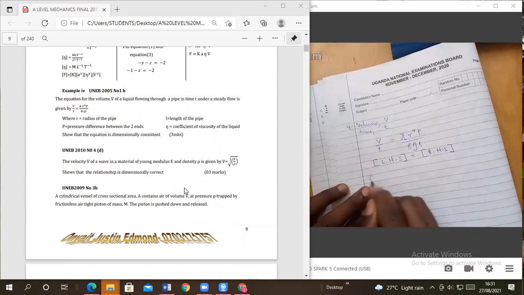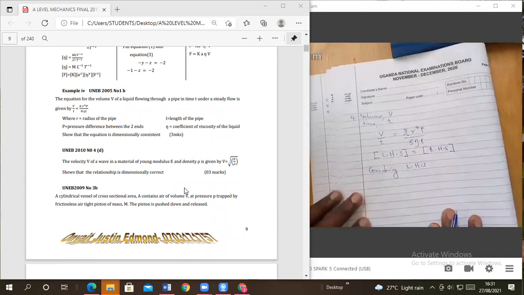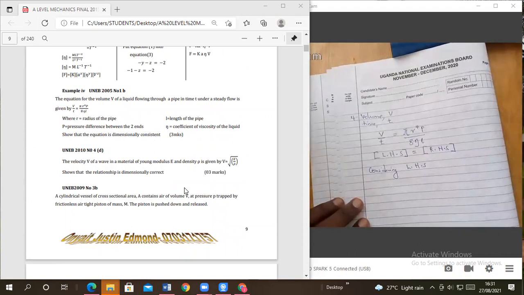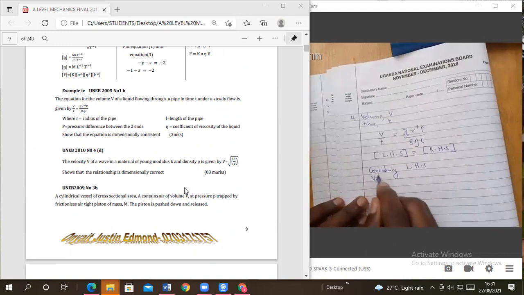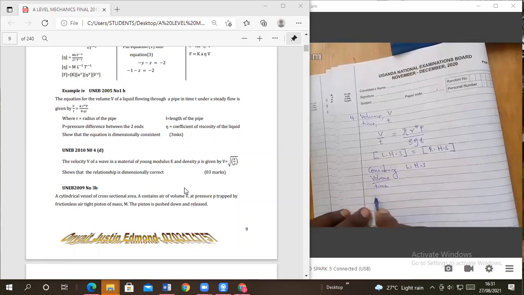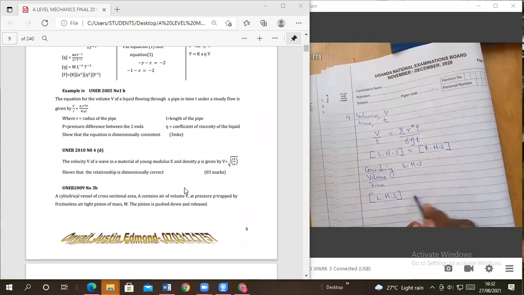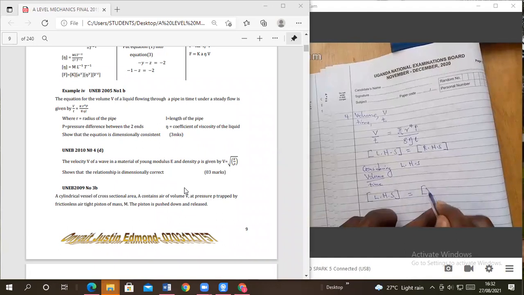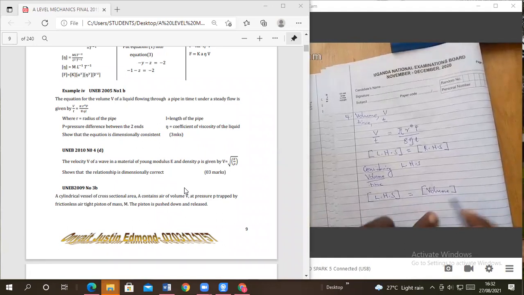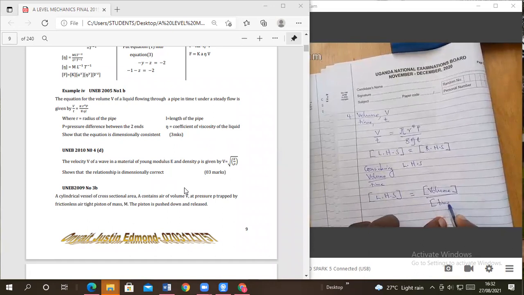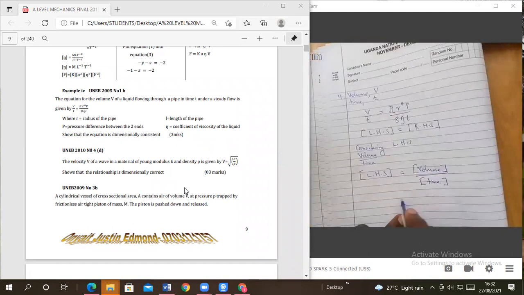So let's start by considering the left hand side. In the left hand side, we have volume over time. So we shall say dimension of the left hand side is equals to dimension of volume over dimension of time. Mary, what's the dimension of volume?